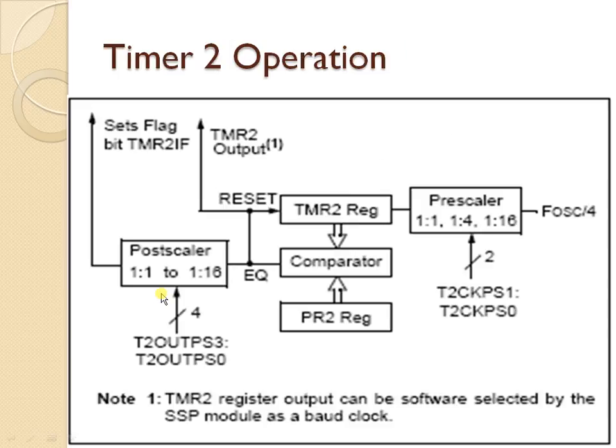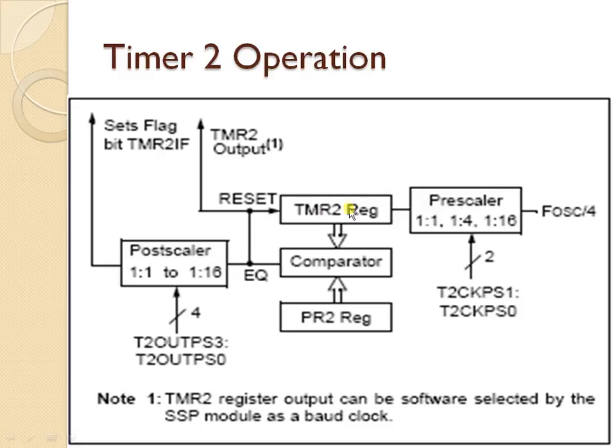So let us see the operation of this timer 2. Now it can get the clock from the external source, that is F oscillator divided by 4. Now this can be given to the prescaler. The prescaler, as we know, divides the incoming clock frequency by some factor. It might be 1, 4 or 16. Now this is given to the timer 2 register. It will count the incoming clock pulses.